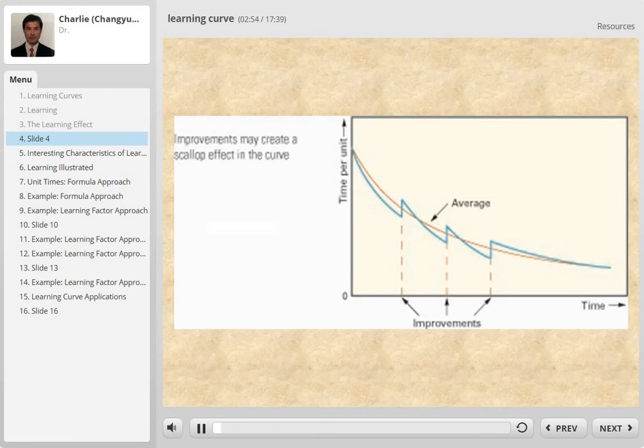We know that we can improve our learning effects, in other words, perform the task faster, when we introduce some new tools, new methods. So for example, here this is the old tool, old method. We perform the task many times. The time we need to finish the job goes down.